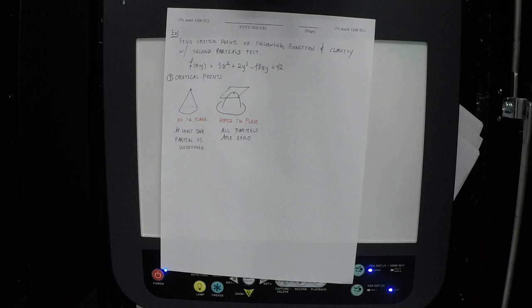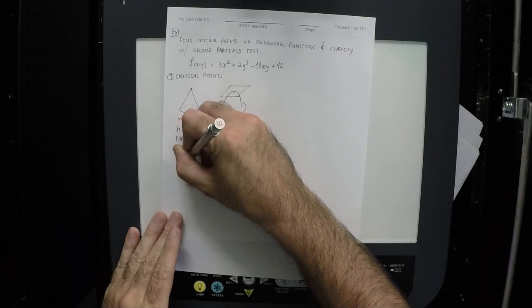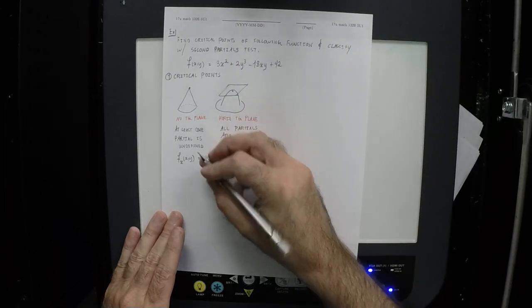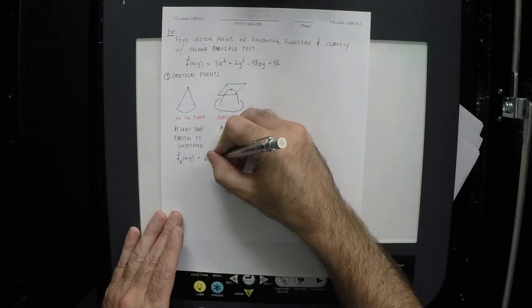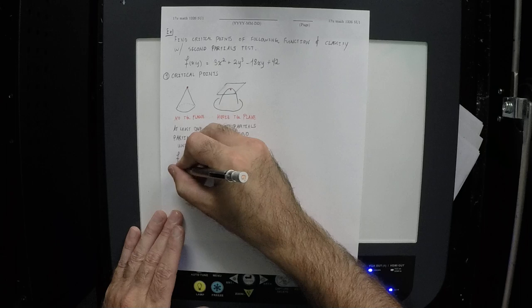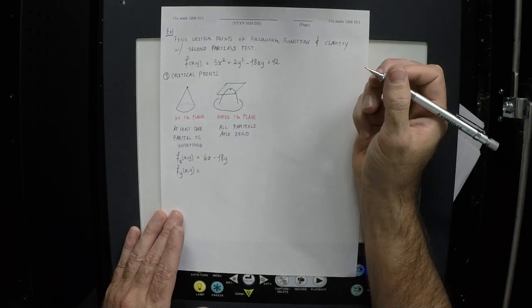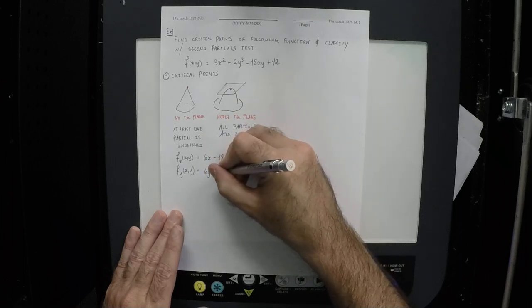Okay. So in either case, critical points are about the partials. So that means that in order to proceed, we'll need the partials. So let's compute them. So what's the x partial? It'd be 6x minus 18y. And then the y partial would be what? 6y squared minus 18x.